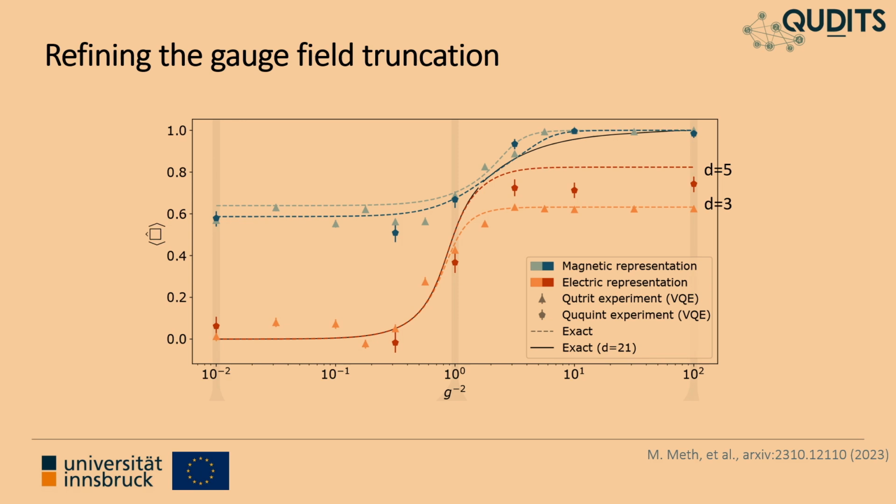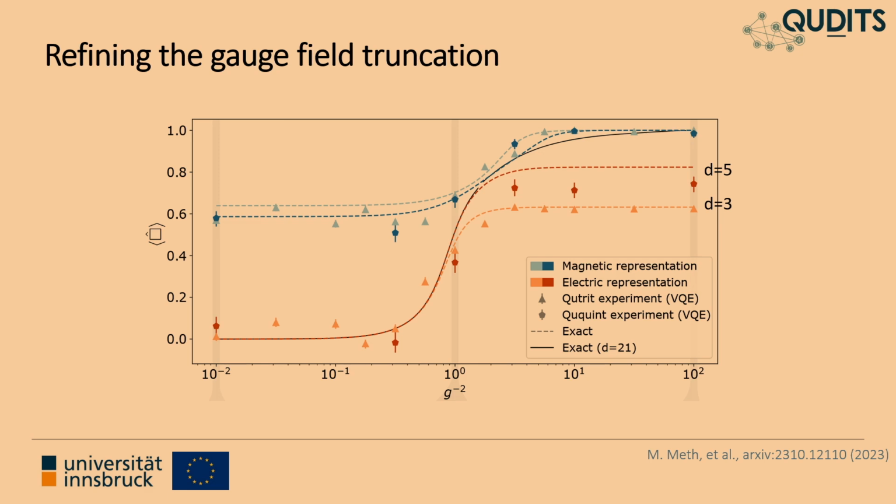So looking at this in more detail, this is again the plaquette expectation value, so the magnetic field in this system. You see on the left side of the plot the red curves, which are the electric field representation, very accurately track the behavior of the system. On the right side, the blue curves very accurately represent this. In the middle, they diverge.